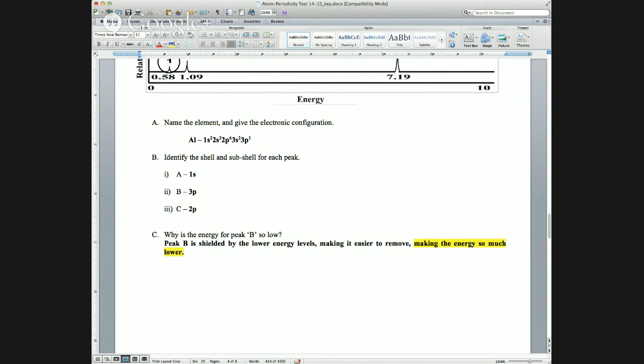Peak B is shielded by the lower energy levels, making it easier to remove. That's why the peak is so much lower in energy. Forget the number of electrons, it's the energy. So it's low in energy.